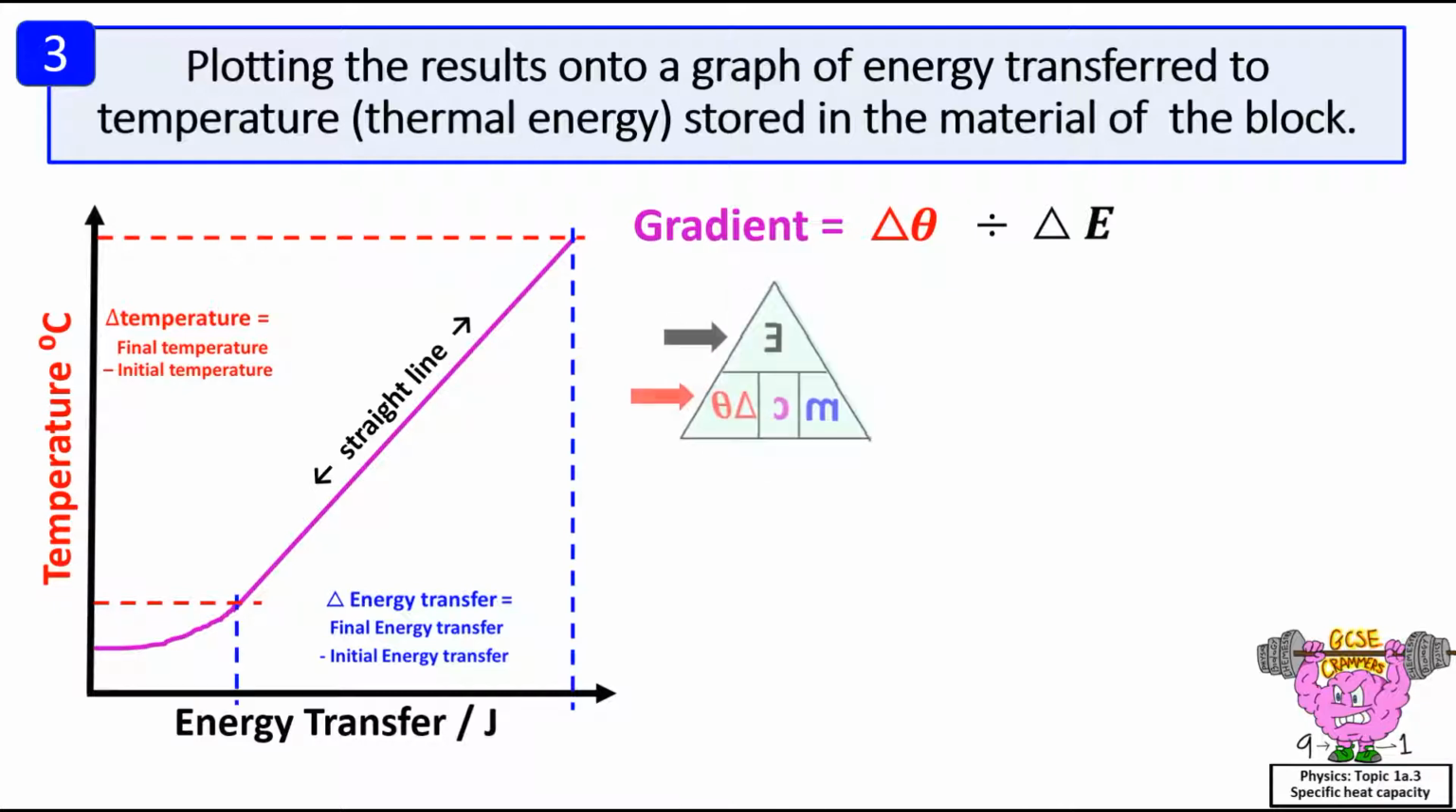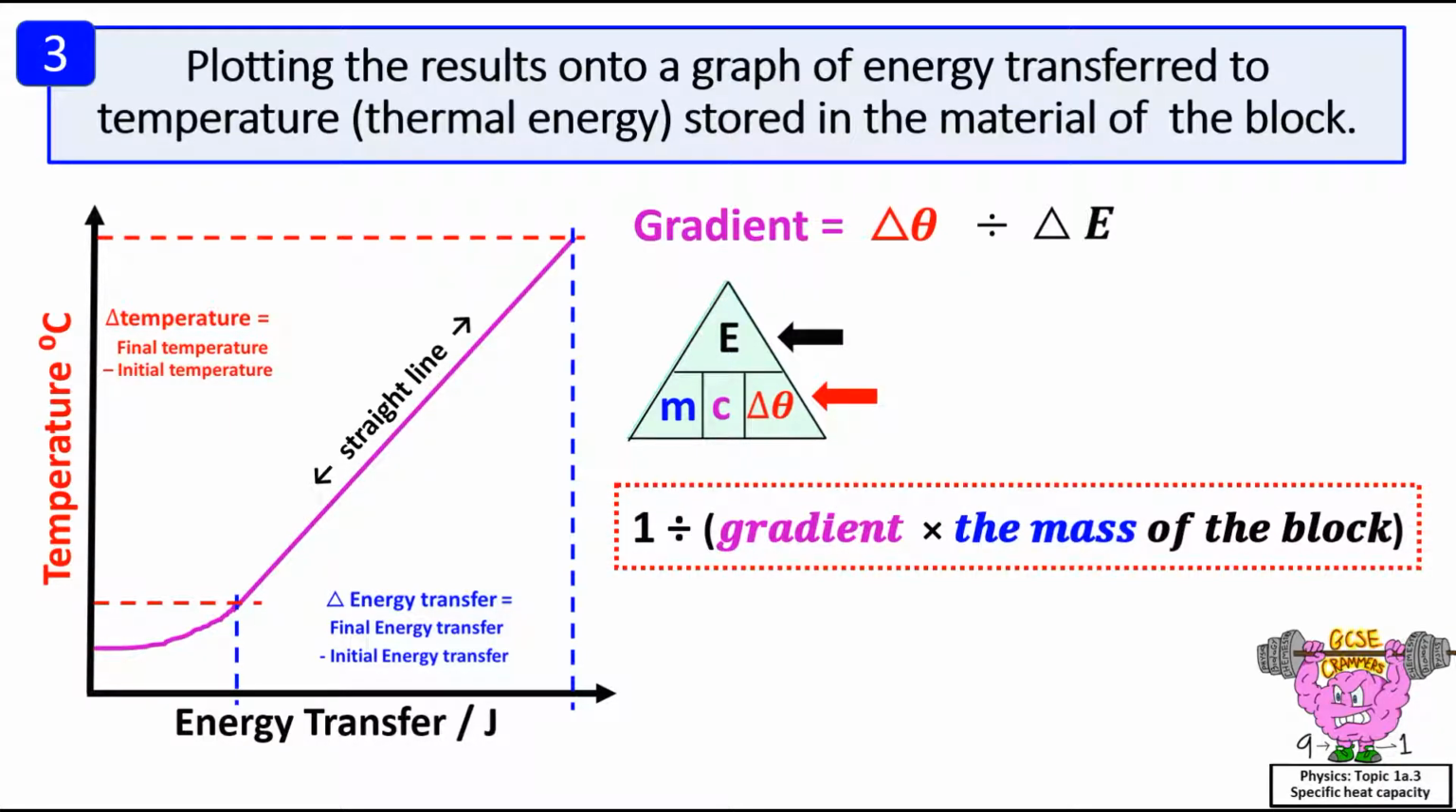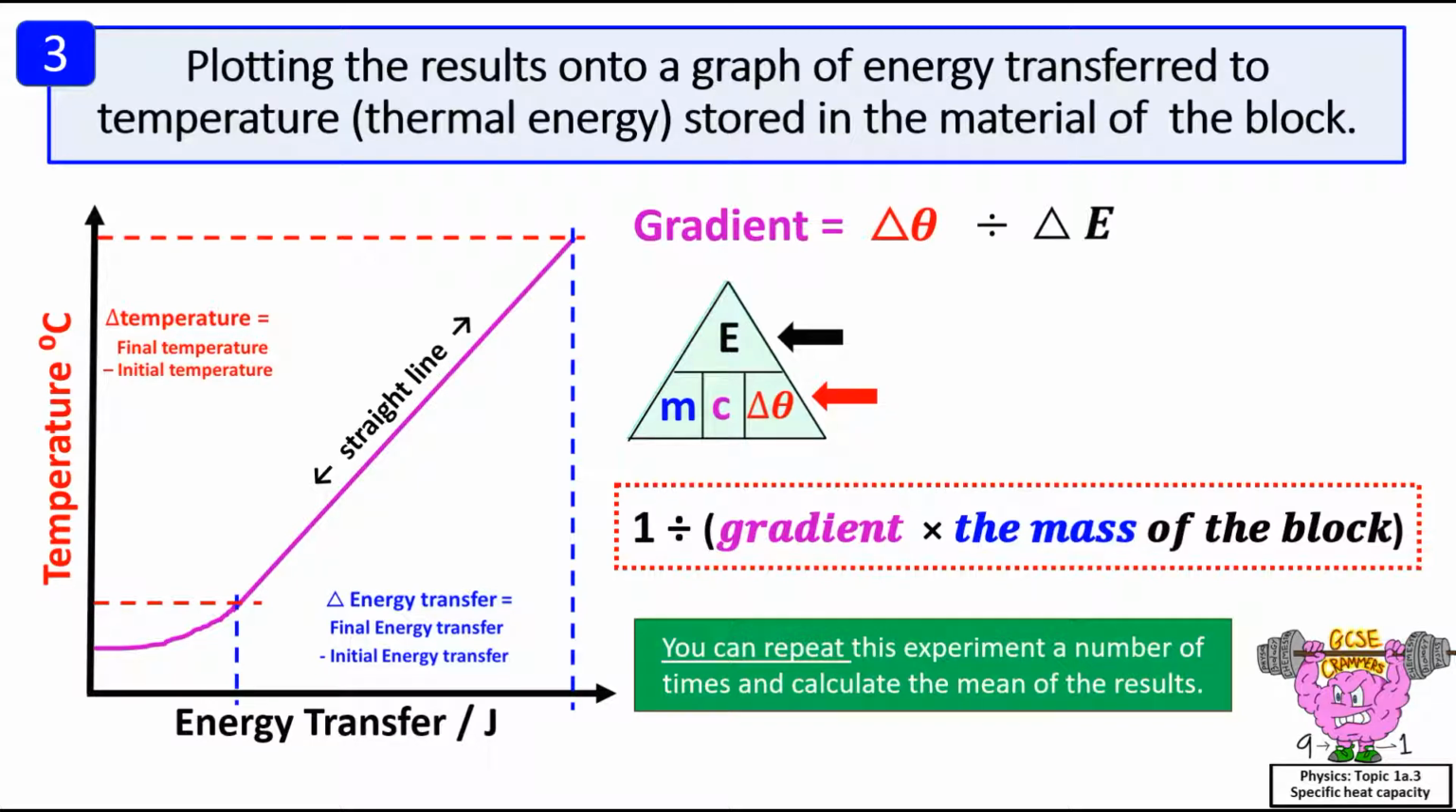These figures are in the equation. Energy transferred equals mass times specific heat capacity times temperature change. Once you've calculated the gradient, you use that figure in the equation: 1 divided by gradient times the mass of the block to find the specific heat capacity of the material of the block. You can repeat this experiment a number of times and calculate the mean of the results to get a more accurate result.